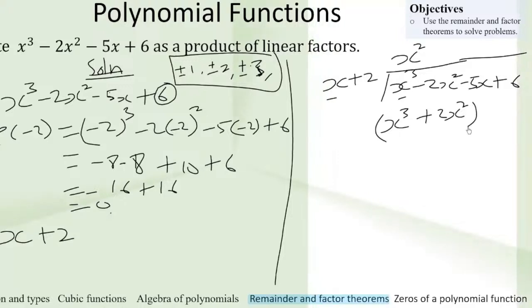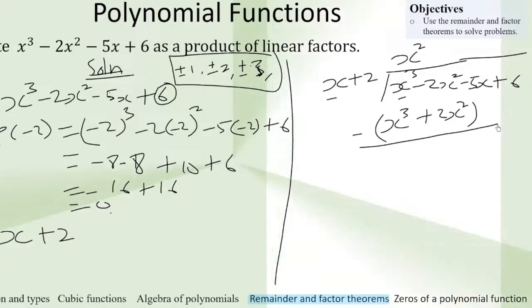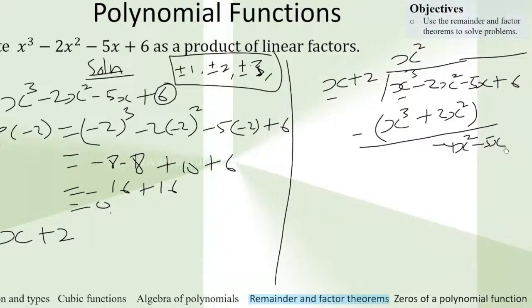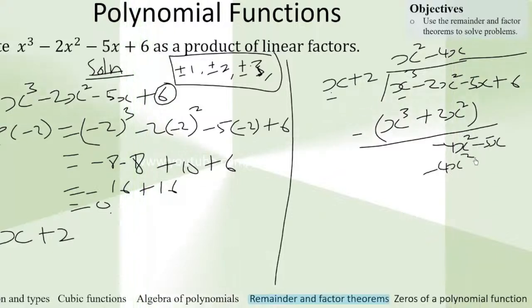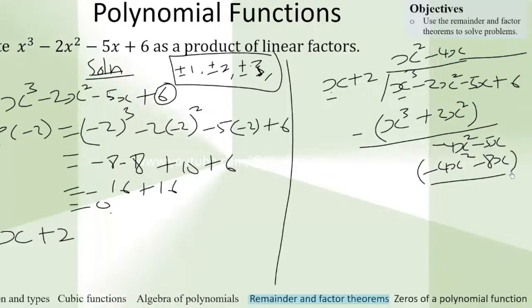So we subtract, and that will give us 0 here. Then here we have -4x squared. We drop the minus 5x. So we divide -4x squared by x to get -4x. So we multiply -4x by this to get -4x squared, then minus 8x. We subtract again, we get 0, and -5x minus -8x will be positive 3x. Then we drop the 6.